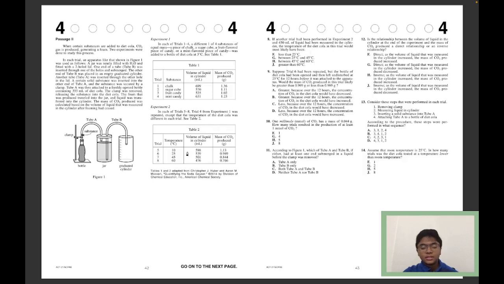So over here we see that the temperature increases and the volume decreases. So if I keep decreasing the volume to 450 milliliters, the temperature probably has to increase. So it should be J, greater than 60.